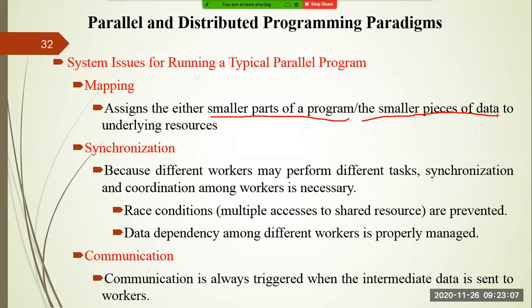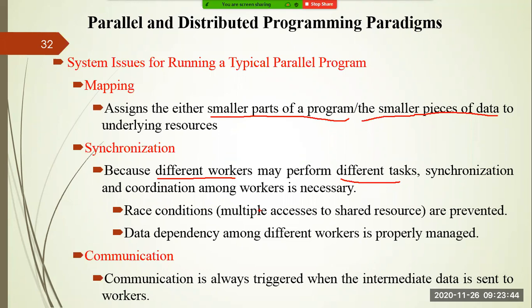The next major issue is called synchronization. Different workers may perform different tasks, or they may do the same task also. So the very first thing is that they should be synchronized. If it is a distributed system, synchronization plays an important role, because they are not present in the same location. They are present all over the world. Right? So there, coordination among the workers is necessary.